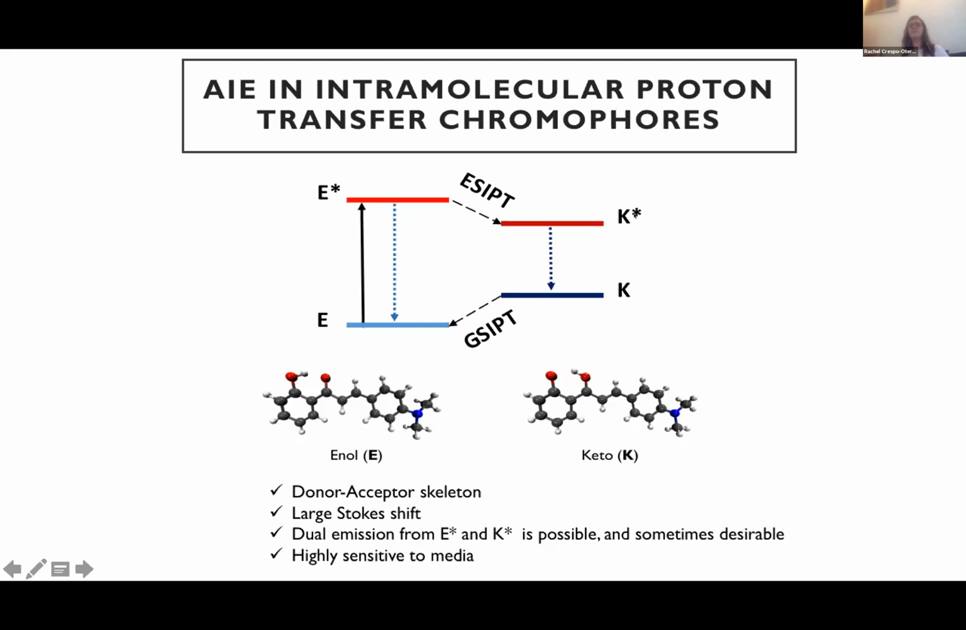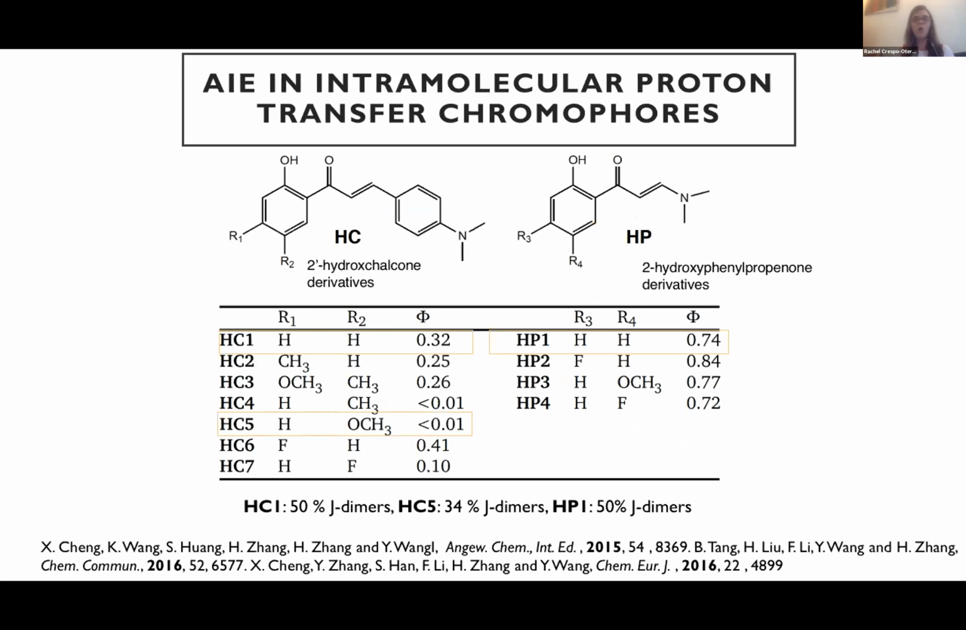And depending on the system, depending on the environment, you are able to modify the possible emission of the system. And this is really sensitive to the media. We look at two series of chromophores here.